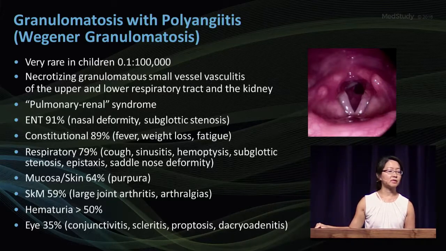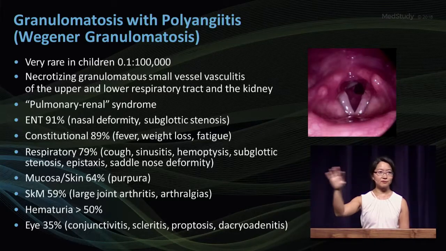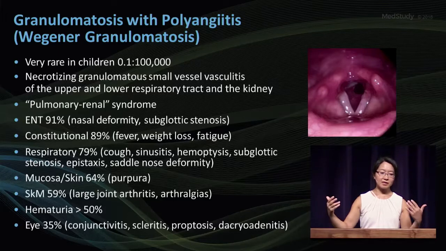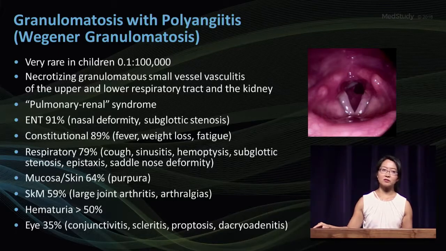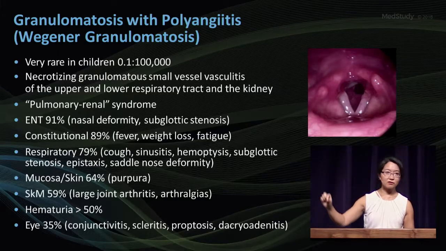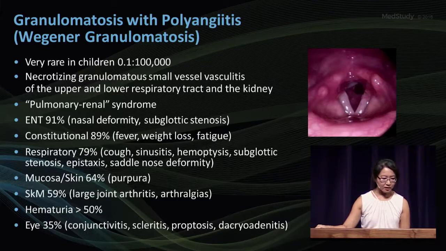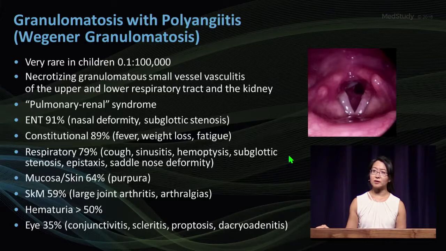The one thing about rheumatology is you have to be good in all different specialties too, because for patients who have tracheal stenosis, you'll see this in flow volume curves. And some of them will have stridor. Constitutional symptoms can occur in 89% of patients, where they'll have fever, weight loss, and fatigue. These patients can also present with epistaxis, cough, sinusitis, as well as a saddle nose deformity.